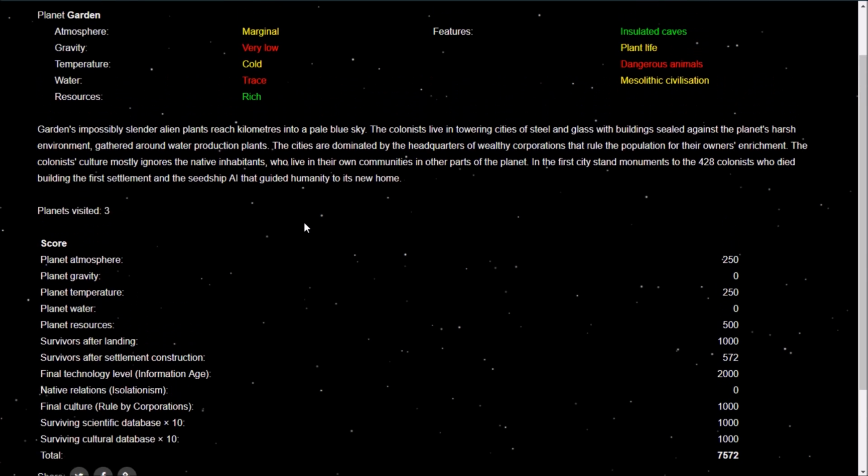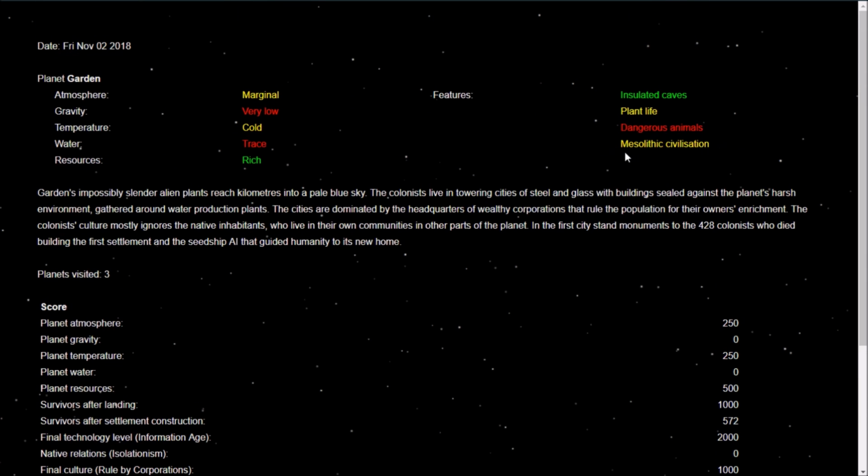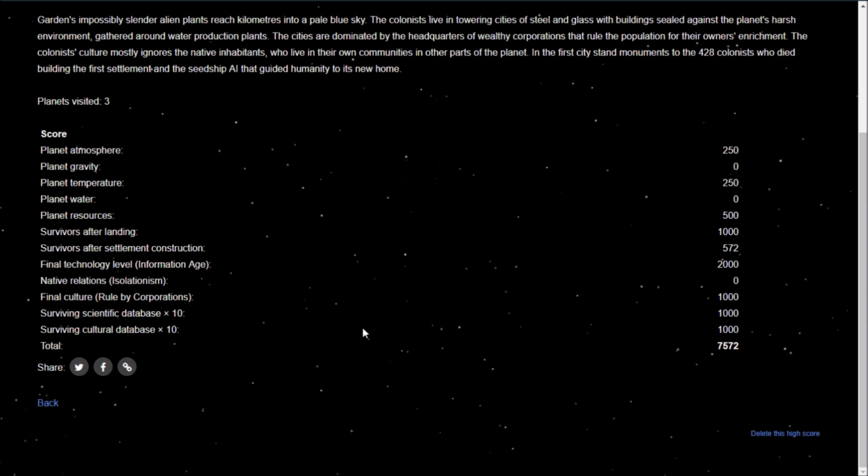This one here, we ended up with a Mesolithic civilization there. Dangerous animals killed a lot of us. And not a lot of folks survived. But, yeah, we had 1,000 people and then a lot of folks died. But, anyways, fun little game.